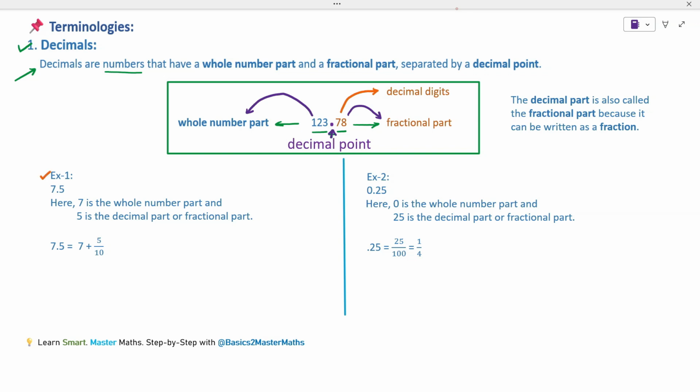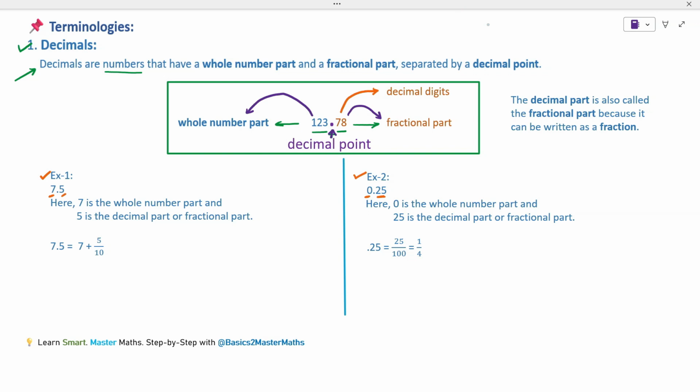Example 1, 7.5. Here 7 is the whole number part and 5 is the decimal part or fractional part. Example 2, 0.25. Here 0 is the whole number part and 25 is the decimal part or fractional part.